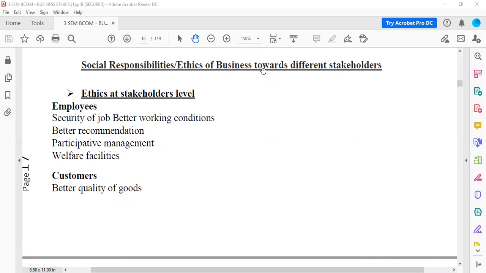Now let us see stakeholders' ethics one by one. First, employees. Employees are the people who want to know about the company, because if the company has enough money, only then will they be able to give salaries to the employees, give them a good working environment, and not mind paying them allowances and all that. So when it comes to employees, security of job, better working conditions. If you think your job is very secured and if you like the environment, you are very much interested in finishing the work rather than being very careless. So here security of job is very important for any person to work in that particular company. And then better recommendation. Now recommendation, there is again an issue of thinking, is it ethical or unethical?